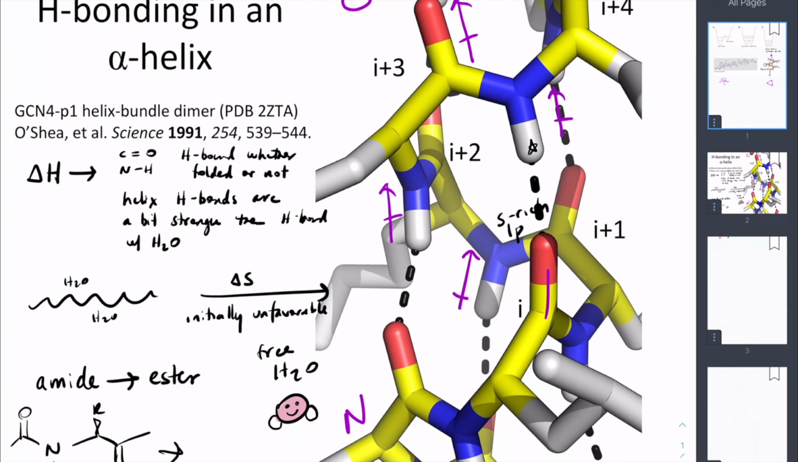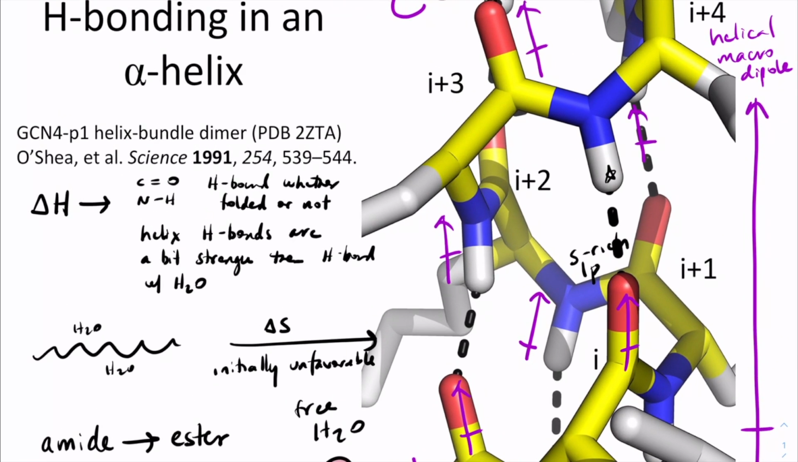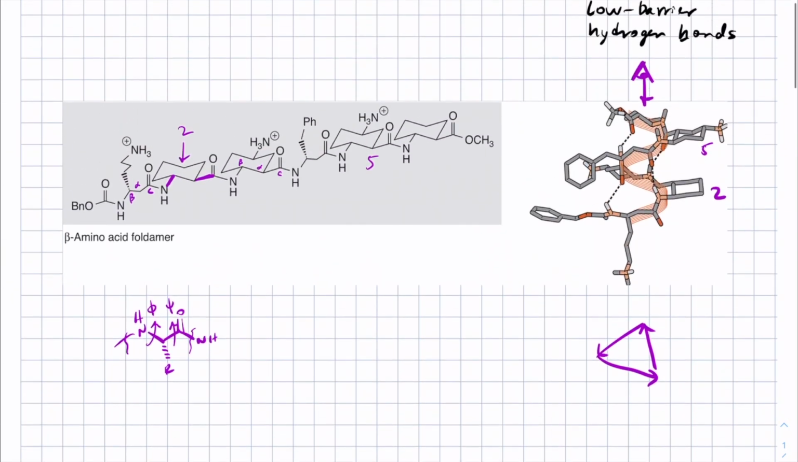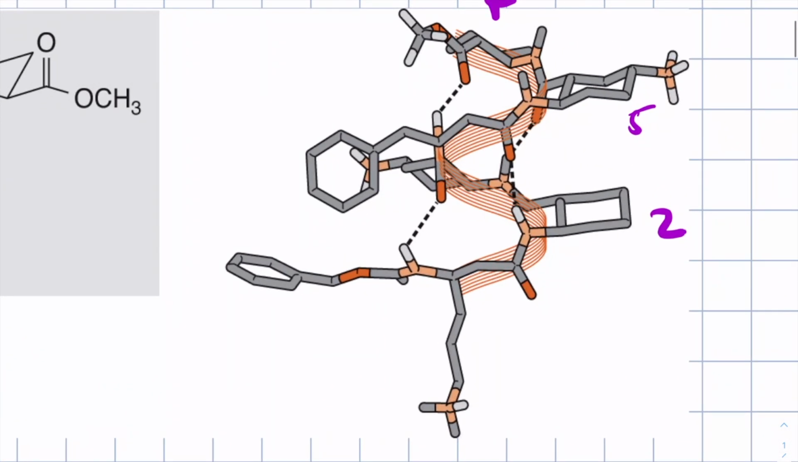And so in an alpha helix, you have this alignment of each of these sort of local dipoles, and that generates an overall thing that we call a helical macrodipole. And this can have some important consequences in protein folding. What it means is the N-terminus of an alpha helix tends to be electron poor, the C-terminus tends to be electron rich. If you compare that with the beta peptide helix, this is the N-terminus, this is the C-terminus.